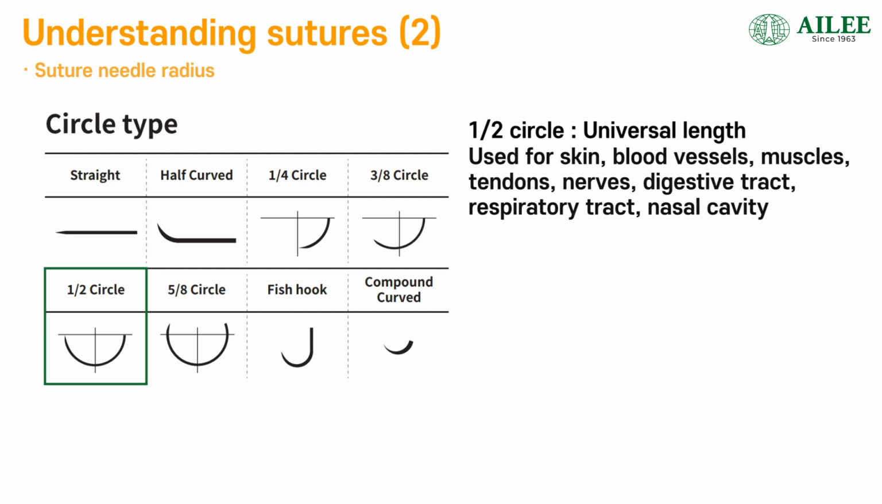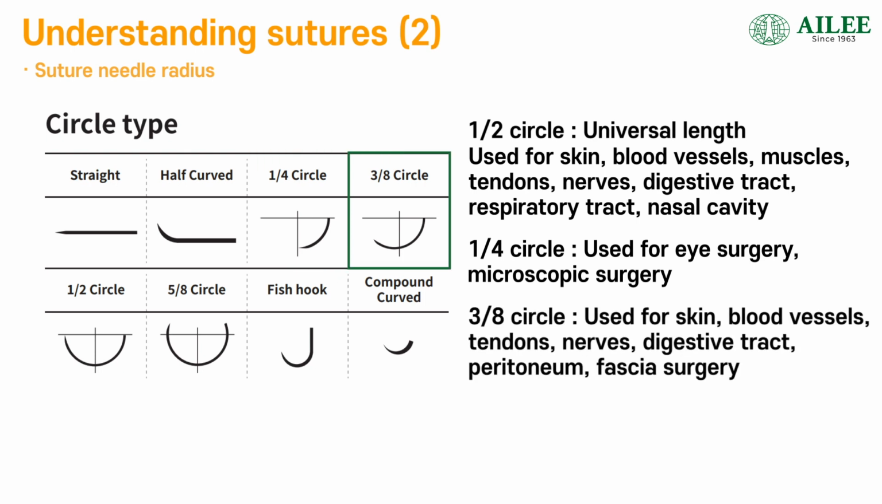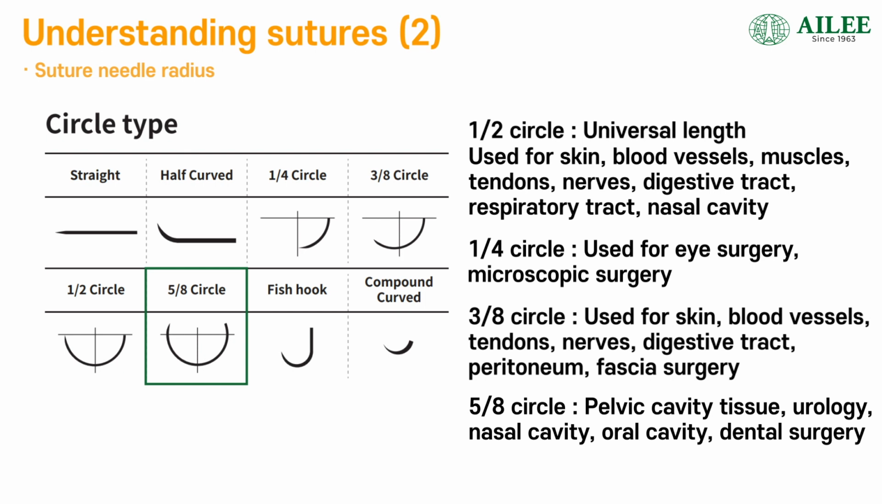Next, to talk about the radius of the suture needle, 1/2 of a circle is most commonly used, mostly for the skin, blood vessels, muscles, tendons, nerves, digestive tract, respiratory tract, nasal cavity. For 1/4 circle, it's used on thin parts for eye surgery or microscopic surgery. 3/8 circle is used for skin, blood vessels, tendons, nerves, digestive tract, peritoneum, and fascia surgery. The 5/8 circle is used for very deep and narrow pelvic tissue, urology, nasal cavity, oral cavity, and dental surgery.